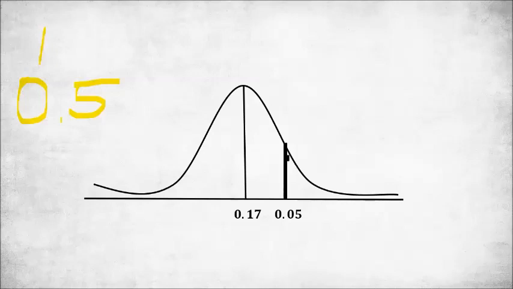Ibig sabihin, nandito sa area na to ang ating critical region. And kapag nag-land dito ang p-value natin, na makikita natin sa table, ire-reject ang null hypothesis. Kapag nandito naman sa walang shade, accept the null hypothesis.